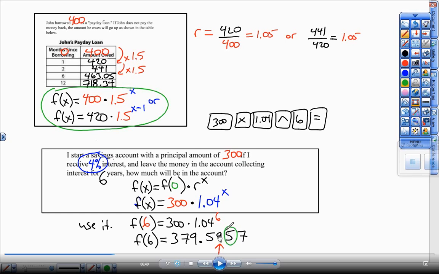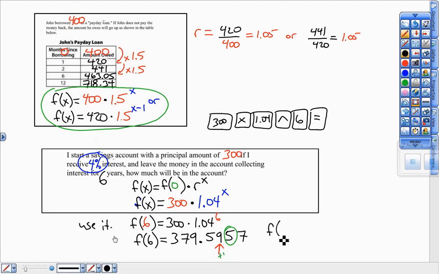5 or more, this rounds up to 60 cents. Don't round this up more. But again, this rounded up gives me $379 after 6 years at this rate, and 60 cents. There's my little dollar symbol right there.